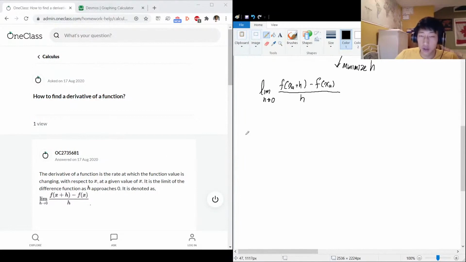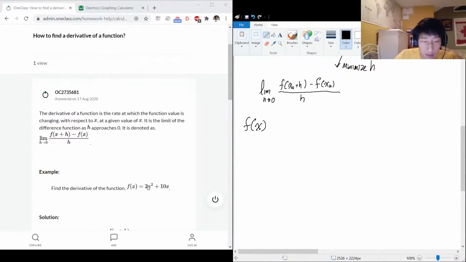Okay, so let's run this through an example. Let's say that we have f of x. Let's see if we can match the example that they give us. It is 2x squared plus 10x.